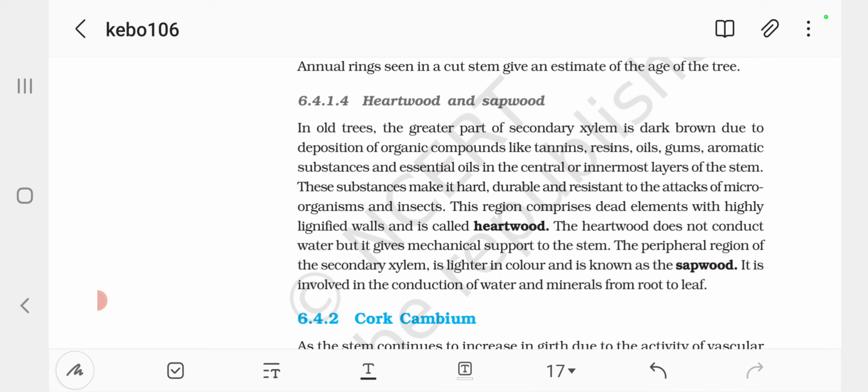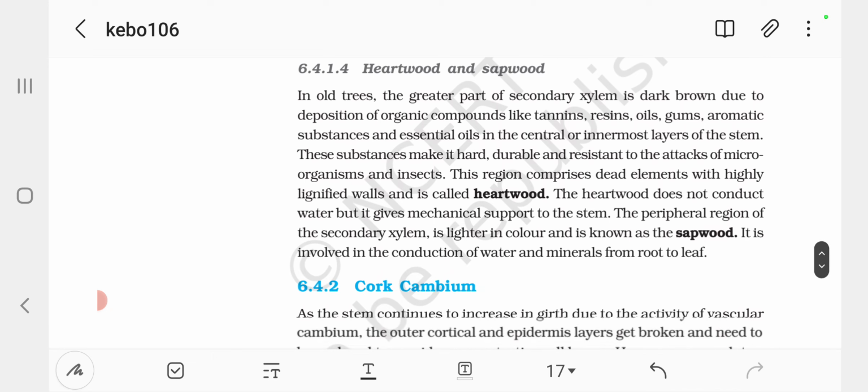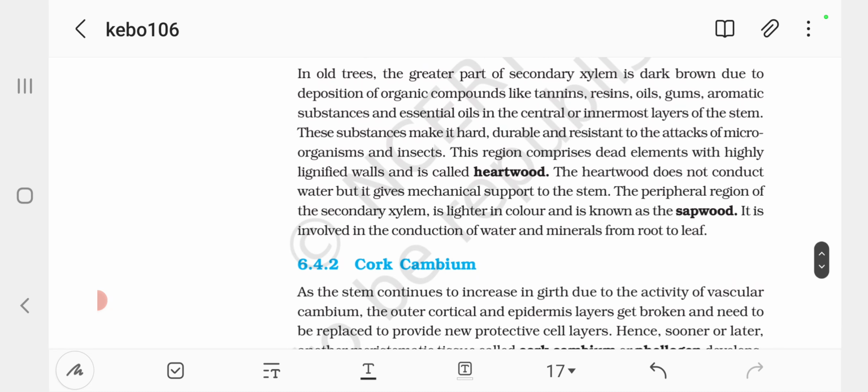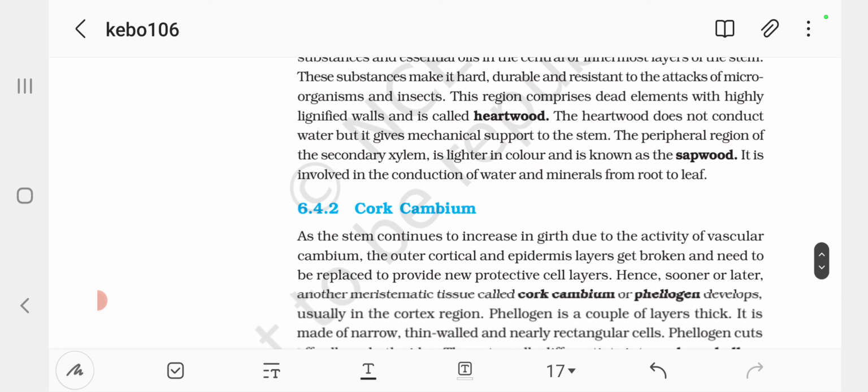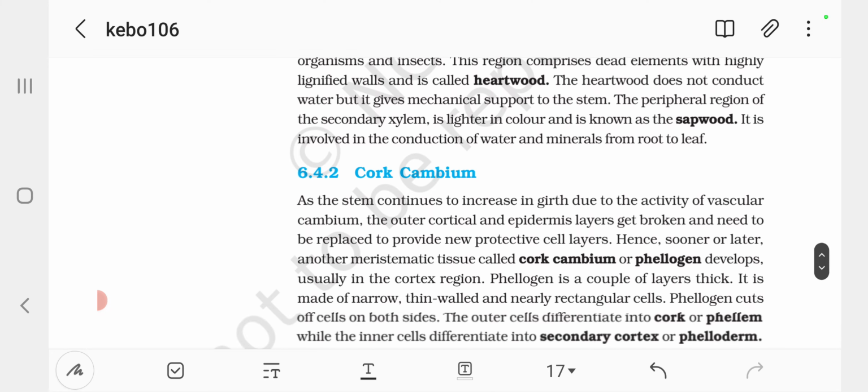6.4.1.4 Hardwood and sapwood. In older trees, the greater part of the secondary xylem is dark brown due to deposition of organic compounds like tannins, resins, oils, gums, aromatic substances, and essential oils in the central or innermost layer of the stem. These substances make it hard, durable, and resistant to attack of microorganisms and insects. This region comprises dead elements with highly lignified walls and is called hardwood. The hardwood does not conduct water, but it gives mechanical support to the stem.